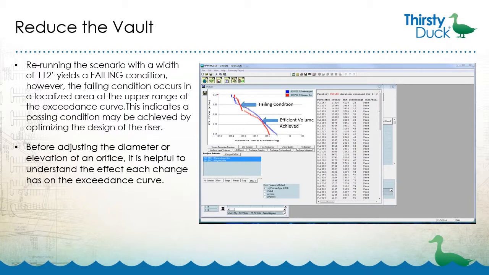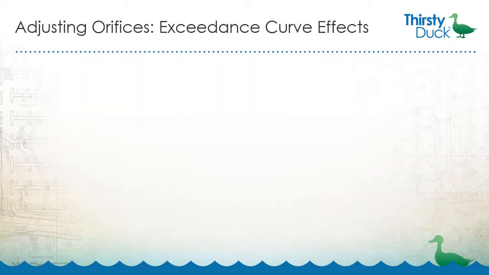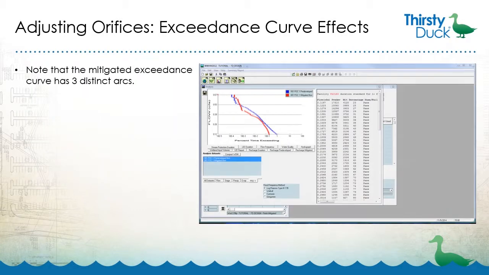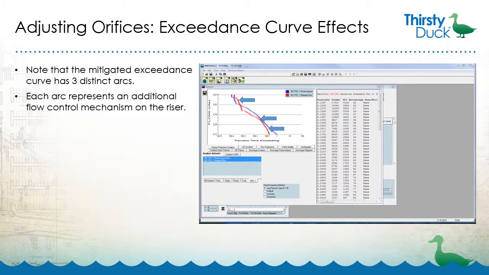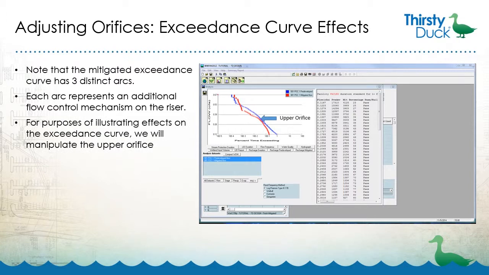Before adjusting the diameter or elevation of an orifice, it is helpful to understand the effect each change has on the exceedance curve. Note the mitigated exceedance curve has 3 distinct arcs. Each arc represents a flow control mechanism on the riser. For purposes of illustrating the effect an adjustment to an orifice has on the exceedance curve, we will manipulate the upper orifice.